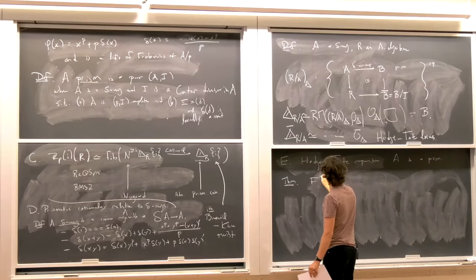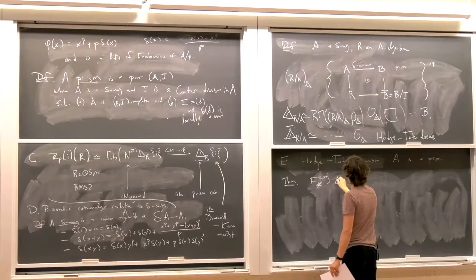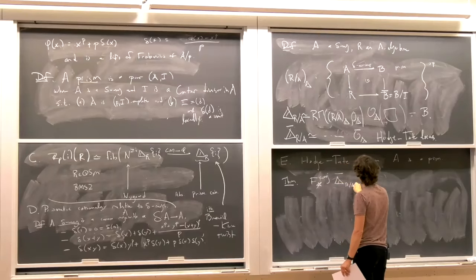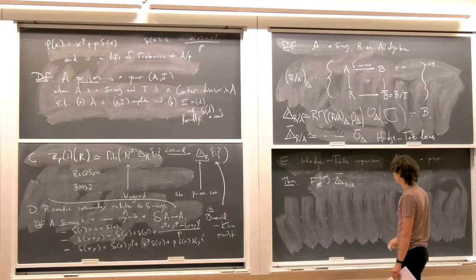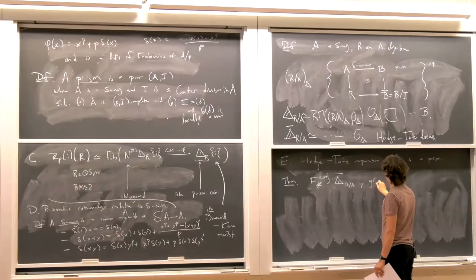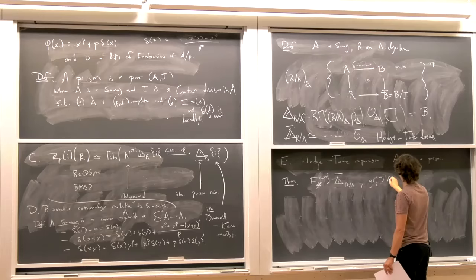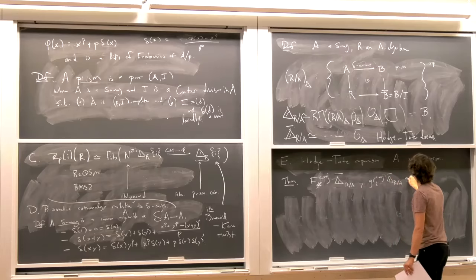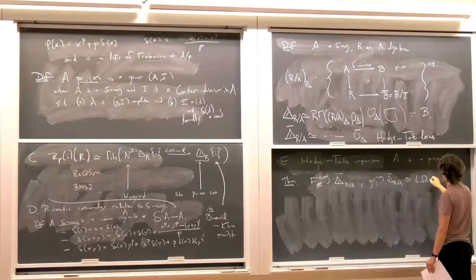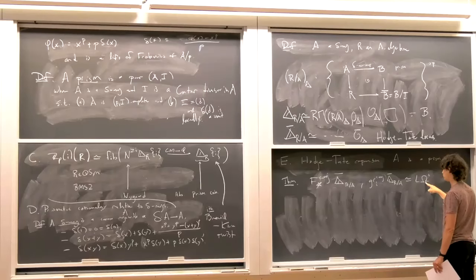So there's a conjugate filtration, an increasing conjugate filtration on the Hodge-Tate locus in the case that A is a prism. And the graded pieces of this conjugate filtration are computed in terms of differential forms, the derived exterior powers of the cotangent complex of R over A bar.